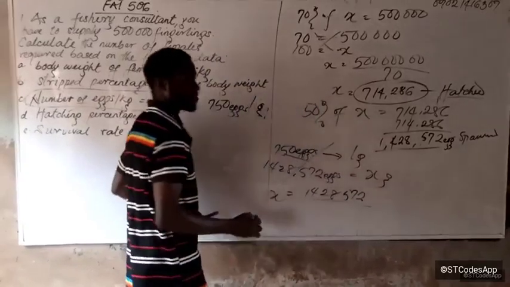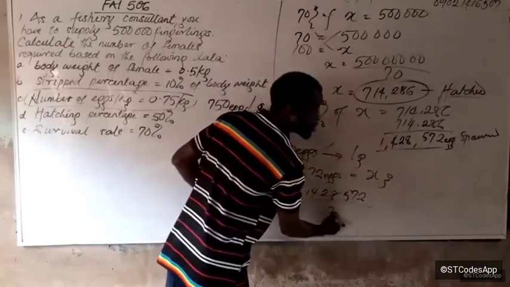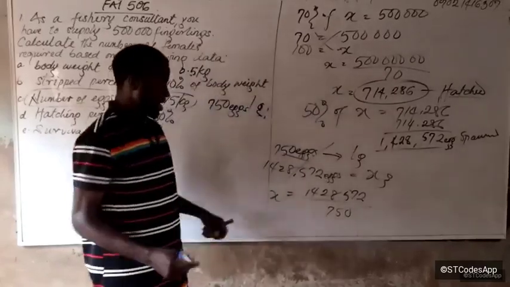1,428,572. Give me your calculator. Is it available? Don't worry. I think I will solve it.